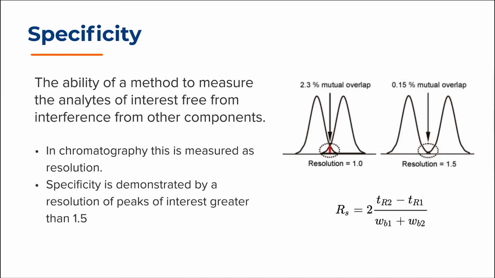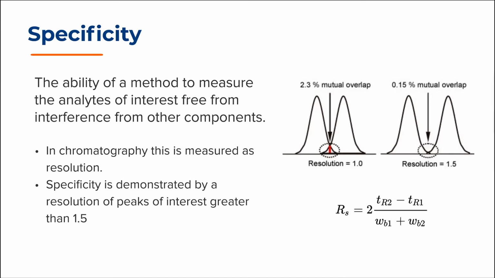To give you some context as to what these numbers mean, a resolution of 1.0 represents 2.3% overlap in two adjacent peaks. A resolution of 1.5 represents a 0.15% overlap, and a resolution of 2.0 is considered to be completely baseline resolved.